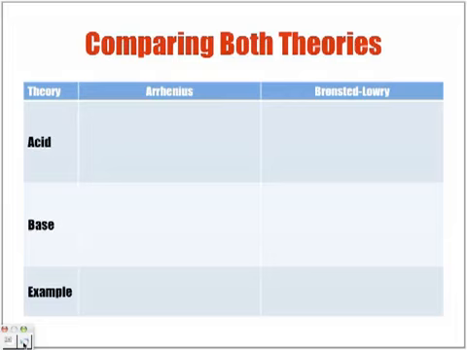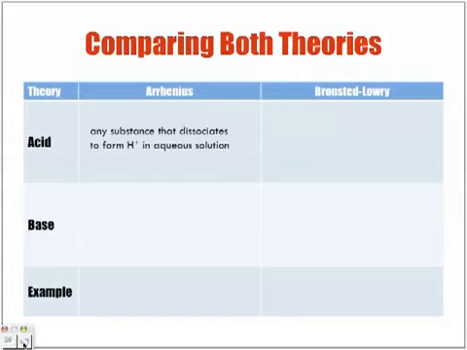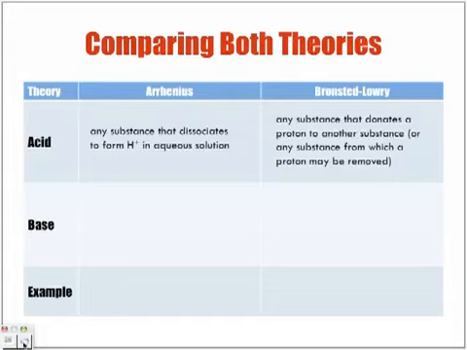Let's wrap it up by comparing both theories. According to Arrhenius, an acid is any substance that dissociates to form hydrogen ions in an aqueous solution. The H+, that's what we've known up until now. But as of today, we've been introduced to the Bronsted-Lowry theory, where anything that donates a proton to another substance is an acid. So which one is going to give up the proton?